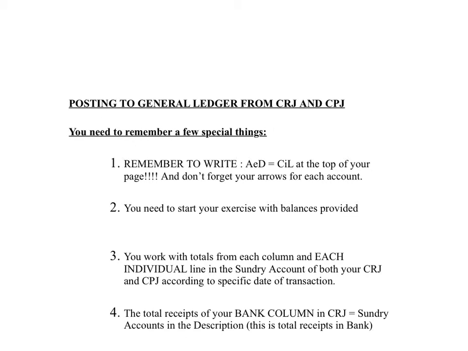Then secondly, you work with the totals of both your CRJ and CPJ. You take the total of each column at the end of the month. And then the second very important thing is you are going to use the individual line in the sundry account and a specific date of transaction when you take it to the general ledger. So remember now, you have totals from each column at the end of the month and then specific days or dates for your sundry account.